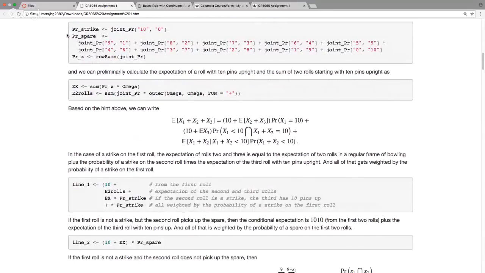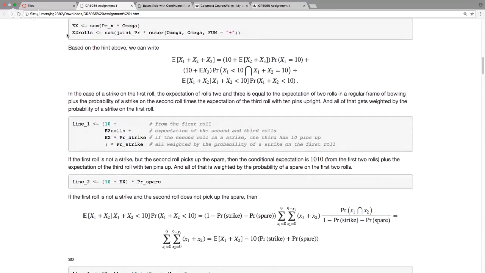And then as a preliminary calculation, we can get the marginal expectation of 1 roll and the expectation of the sum of 2 rolls, starting with 10 pins. And so like I was saying, you can write the total expectation as a weighted sum of conditional expectations. What happens if you get a strike on the first roll? What happens if you don't get a strike, but you do get a spare? What happens if you don't even get a spare?